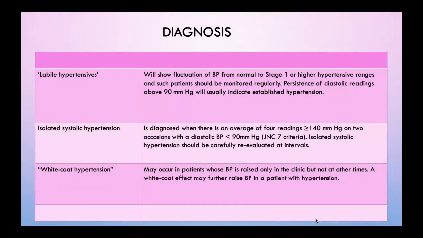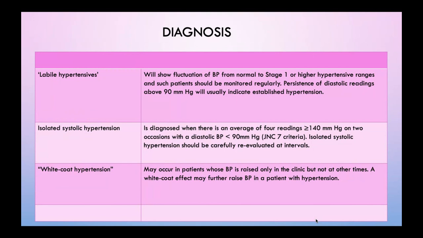Diagnosis of labile hypertensives will show fluctuation of blood pressure from normal to stage 1 or higher hypertensive ranges, and such patients should be monitored regularly. Persistence of diastolic readings above 90 will usually indicate established hypertension.